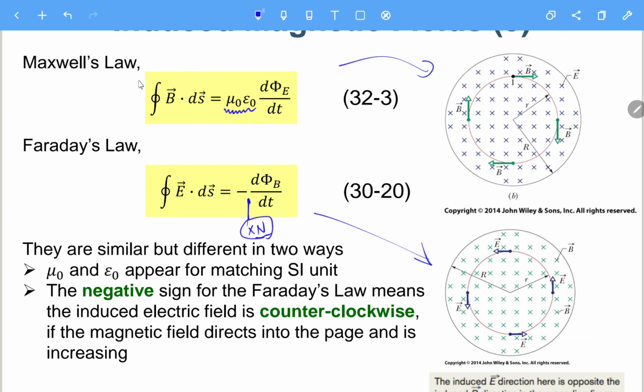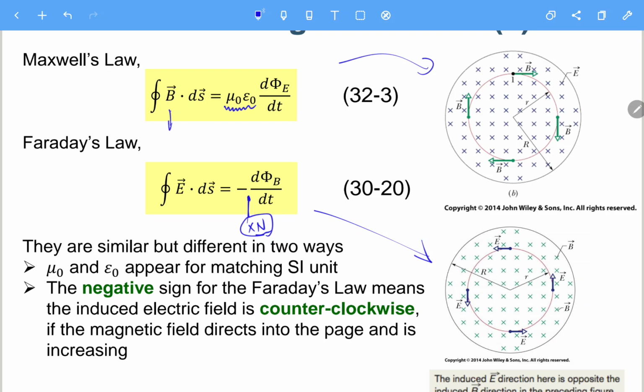But here you can consider the SI unit for the B field. So this is the dimension of a B field, and then this is meter. And then this is the dimension of E field, and the time is seconds. And then with mu naught epsilon naught, here is the dimension of E field, and this is meter, and this is the dimension of B field, and time is seconds. So this makes the dimensions on both sides match.